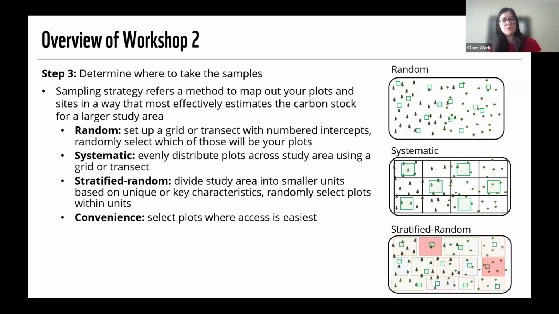And last but not least, there's convenience. Convenience is the most cost effective, in that you simply select plots based on what is easiest to access for your field crew. What are the easiest points for them to get to, to set up these plots and collect samples. So we don't have that one shown in the images on the right, but the other three are shown there just to provide a bit of a visual aid for you.